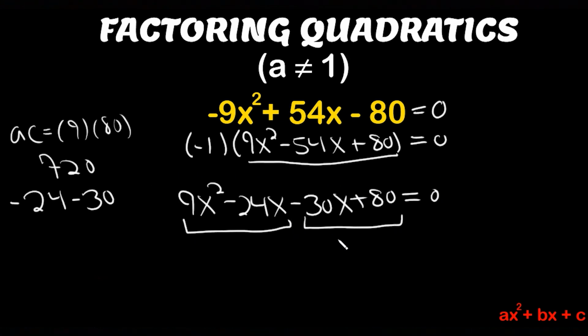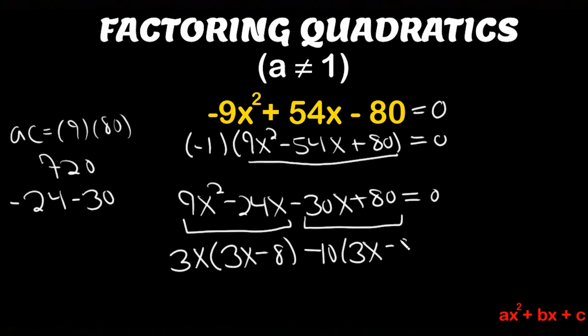So what can I pull out between the first 2 terms? Well, it looks like I can pull out a 3, so that's what I'm going to do. I can also pull out an x. In parentheses, I'll have 3x minus 8. On the next 2 terms, it looks like I can pull out a -10. So I'm going to go ahead and do that. And then I'll have 3x minus 8, all equal to 0.